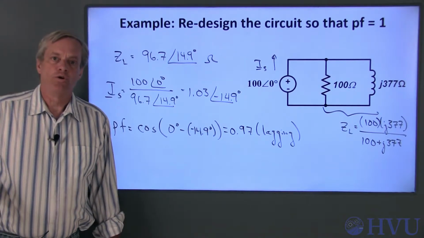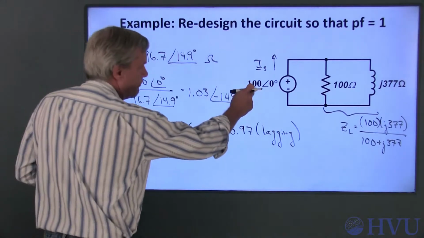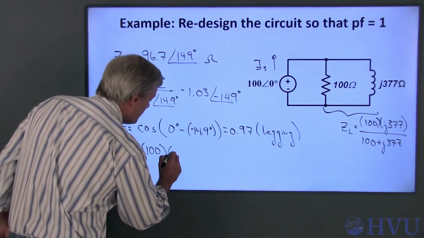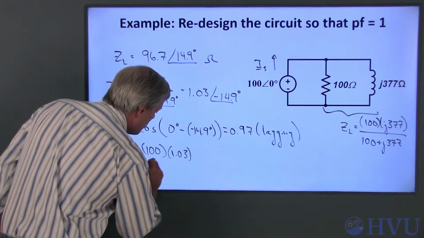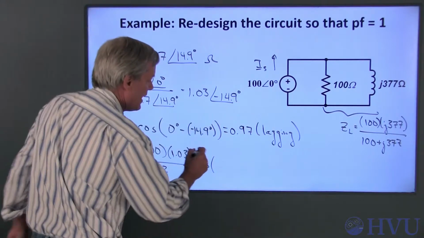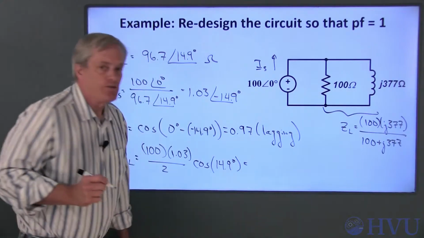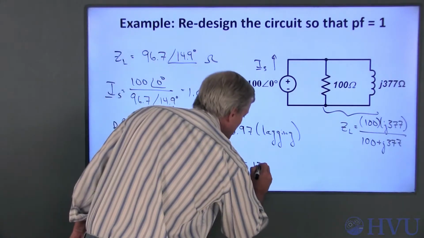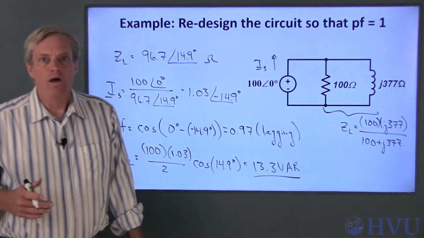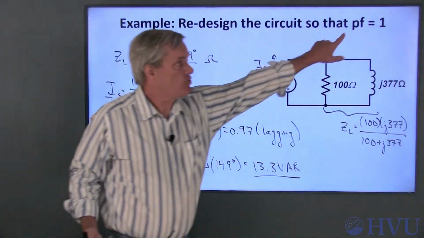Finally, let's check the load reactive power, Q sub L. Q sub L is the voltage magnitude, 100, times the current magnitude, 1.03, over 2, times the sine of theta V minus theta I, which we've already decided is 14.9 degrees. This turns out to be about 13.3 VAR. The power factor of this circuit is about 0.97. We want to increase that to 1.